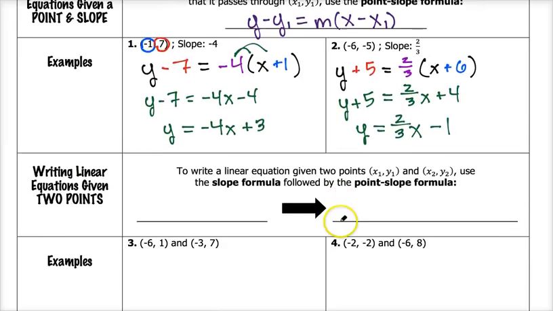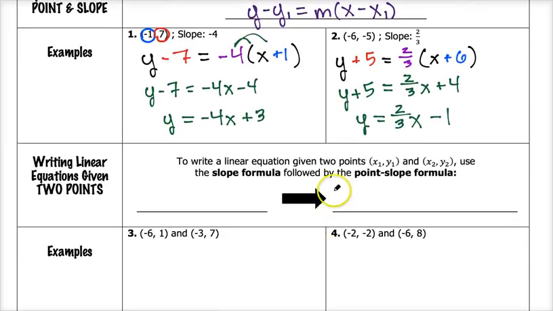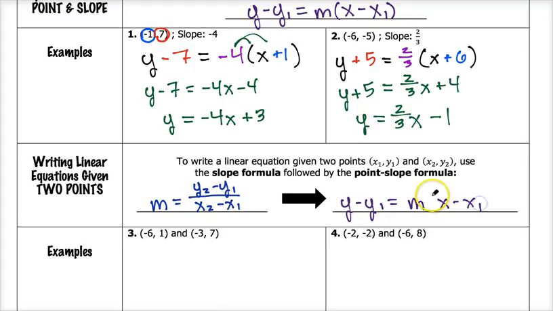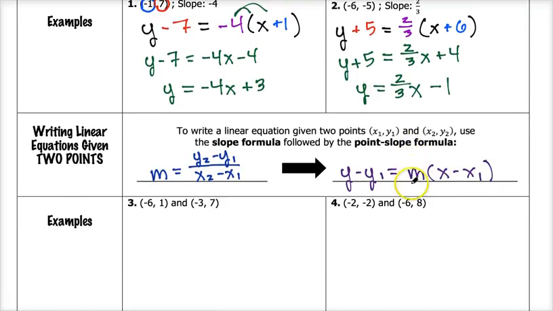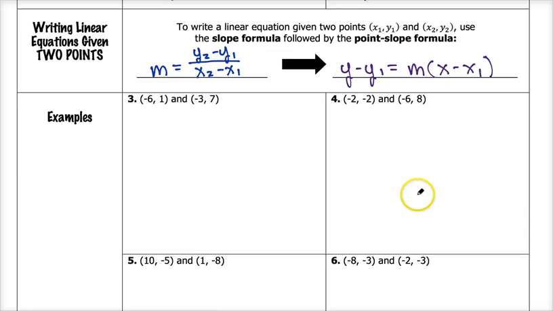Sometimes you'll be given not the slope of a line, but you'll just be given 2 points on the line. So if this ever happens, you know 2 points that a line passes through, we can start by using the slope formula, which is the change in y divided by the change in x. And then once we find the slope of that line, then we can use our point-slope form. So that's the information you've been given in the rest of the examples. You've been given 2 points that the line passes through, and your job is to write the equation of that line.